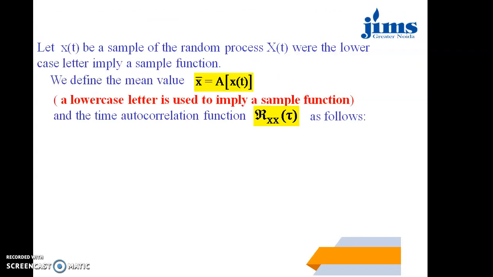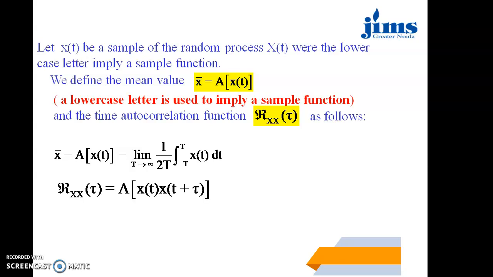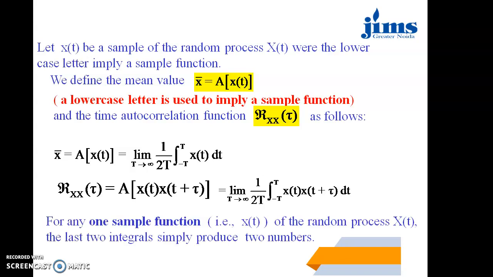So it is showing here that we define the mean value or expectation by X bar equal to A of x(t), and the autocorrelation function is defined by Rxx(tau), where the mean X bar is A of x(t), which is the limit T tends to infinity of 1 upon 2T, integral from minus T to T of x(t) dt. And the autocorrelation function is given as A of x(t) into x(t plus tau). It can also be determined in the form of the integration function.